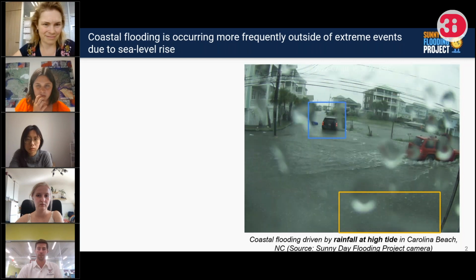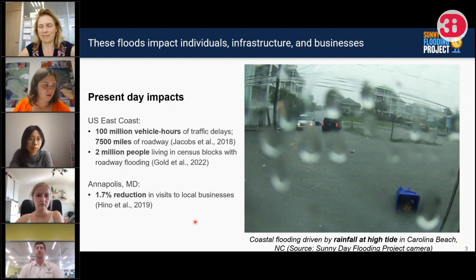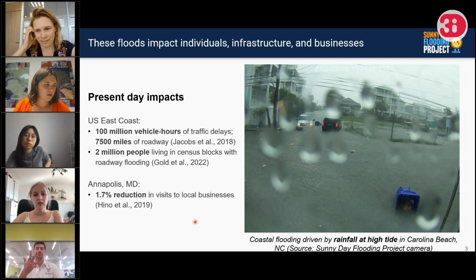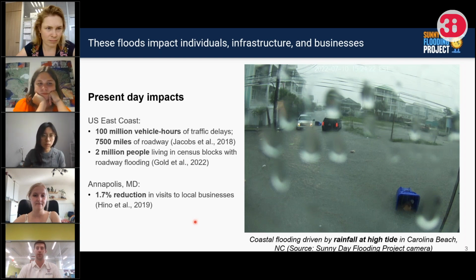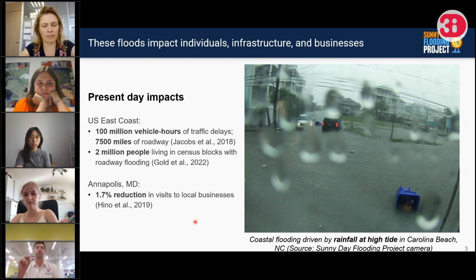I'll let this GIF play through one more time, in case anyone missed that. Researchers have started to quantify some of these impacts to individuals, infrastructure, and businesses. For example, along the east coast of the US, there are 7,500 miles of roadway where your car might stall out, and 2 million people whose trash cans might float away. It's also important to note that these are present day numbers. These floods will only become more frequent and intense with future sea level rise.